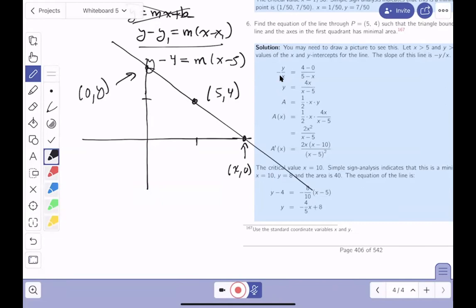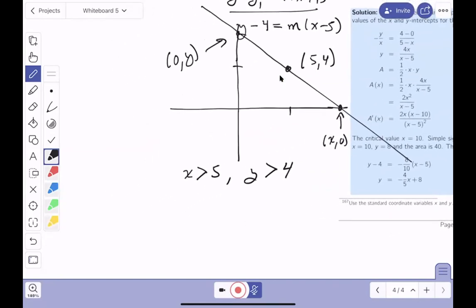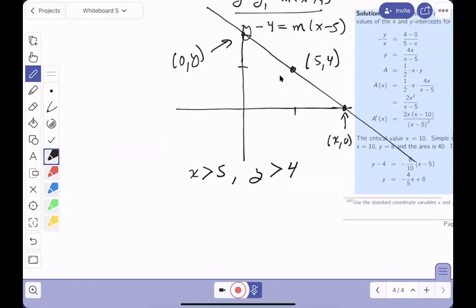All right. Now, what do I know about X? I know the X is greater than 5, otherwise a triangle would not be formed. And I know the Y is greater than 4. I know that much. Now, someone says, what do you need? I need to find the slope. So I'm going to start to write down what the slope is for this line. All right, so what's the slope? M.